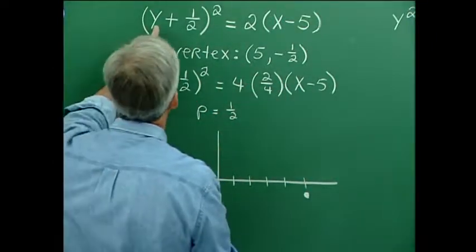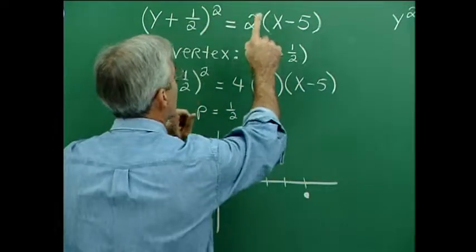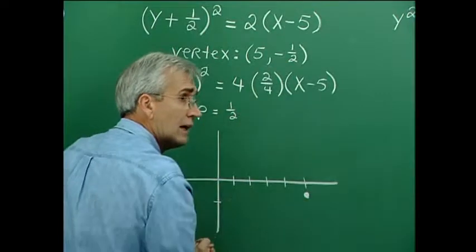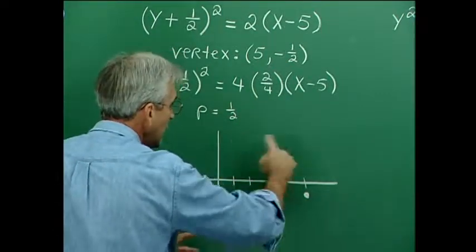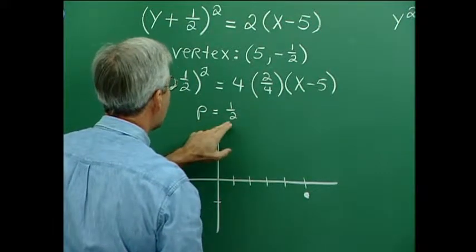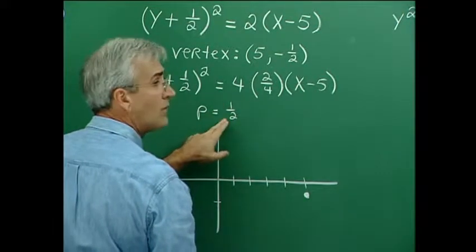Well, let's see. The y is squared and x is to the first degree. So 1x generates 2 y's. We're opening to the side. Okay, now do we open this way or do we open that way? The value of p will help us with that. P is 1/2. Aha, that's a positive 1/2.